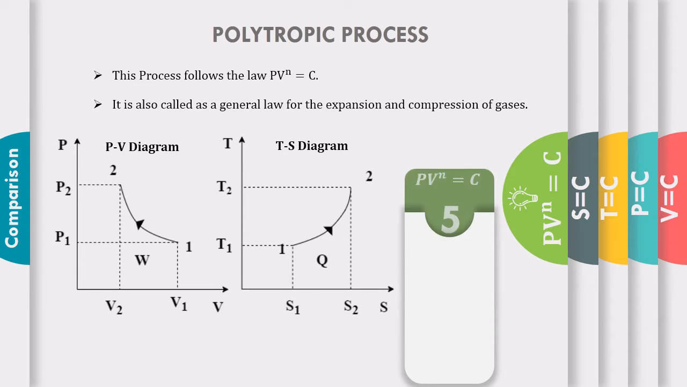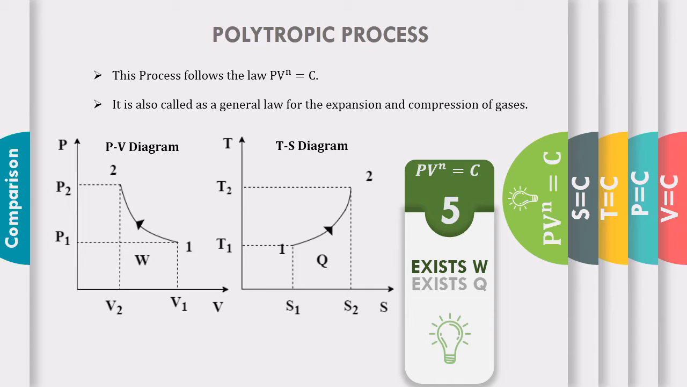your polytropic index. In this polytropic process, both work done and heat transfer exist. So it exists both work transfer and also heat transfer in the case of the polytropic process. This polytropic process is a base process for the expansion and compression of gas processes, that is for constant volume process, constant pressure process, constant temperature process and constant entropy, that is isentropic process. For these four processes, this polytropic process is a base process.